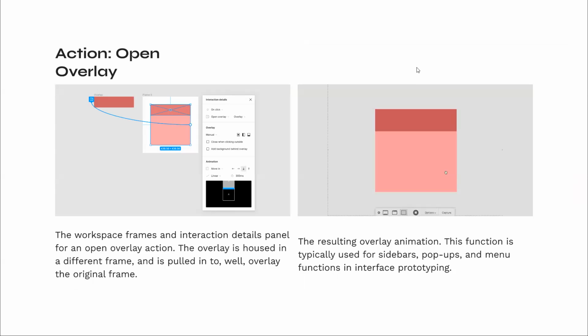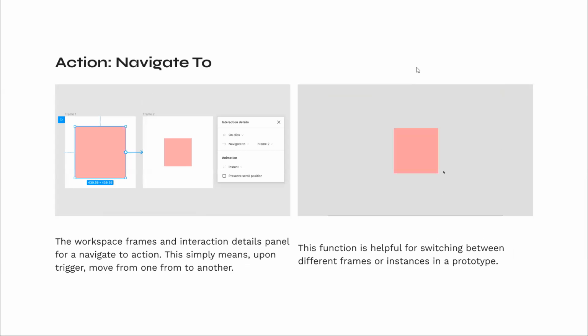The workspace frames an interaction details panel for an open overlay action. The overlay is housed in a different frame and is folded in to overlay the original frame. As you see above, this is going to be the resulting overlay animation. This function is typically used for sidebars, pop-ups, and menu functions in interface prototyping. The second one is going to be navigate to. This basically means that when you activate the trigger, it is going to move from one screen to another screen. This function is helpful for switching between different frames or instances in a prototype.